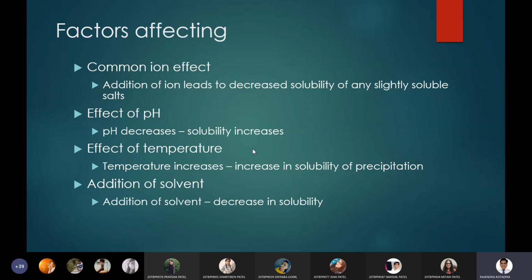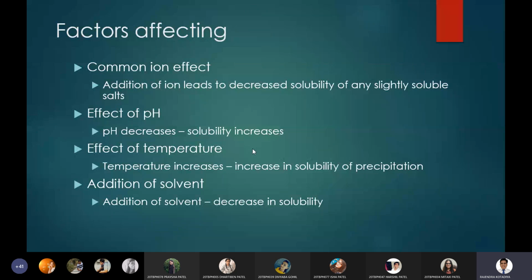Such kind of factors can affect the extent of precipitation as well. When you have a solution of substance A, and if you add any substance that has a common ion which was already present in solution form in A, and you try to dissolve it, then there is a chance of decreased solubility of that particular ion, and that will affect the extent of precipitation as well. So that is factor number 1, common ion effect, that will affect the extent of precipitation.